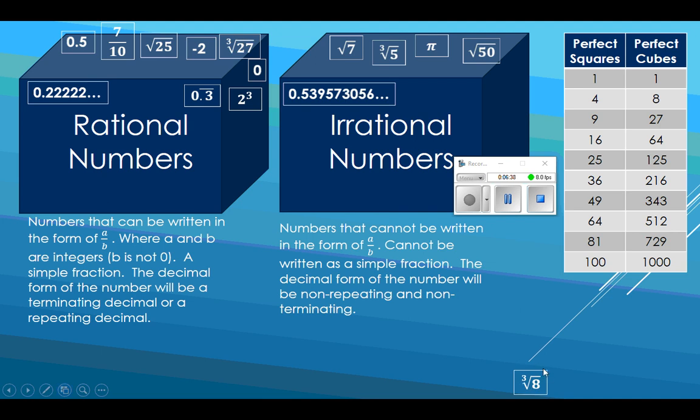What about the cube root of 8? Look through your perfect cubes. Oh, there's 8. The cube root of 8 is 2. It's rational.